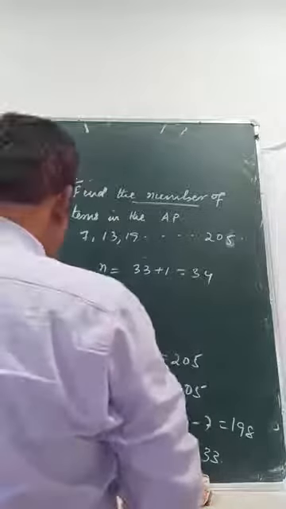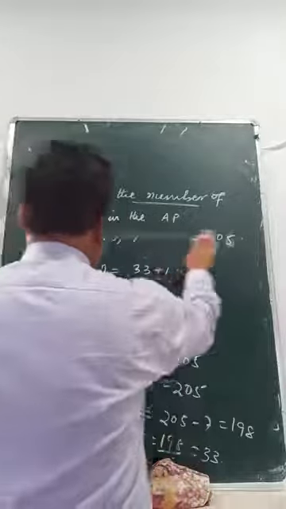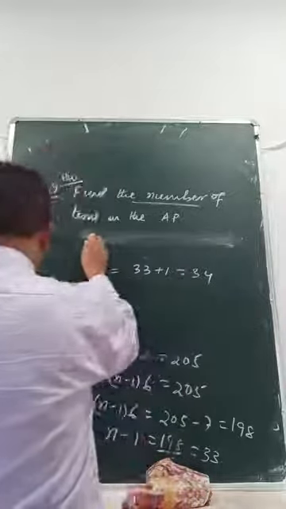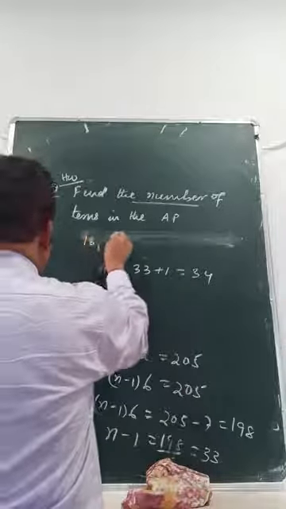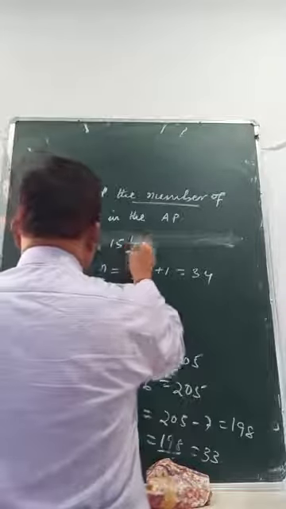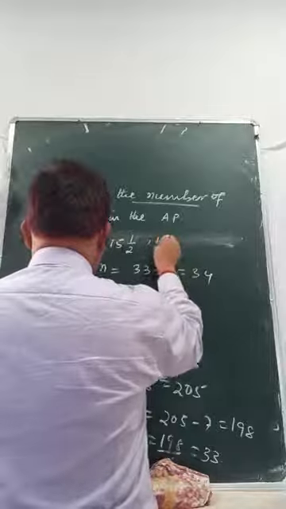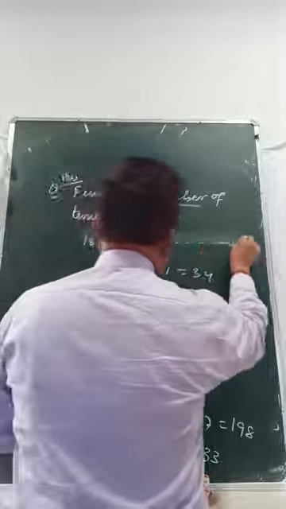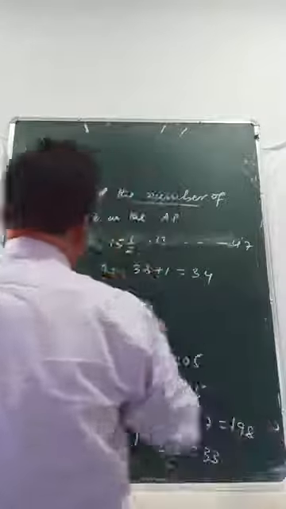That is number of terms. So it is 18, 15, 15 half, then 13, up to minus 47. Okay.